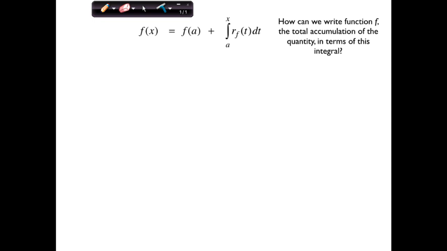And total accumulation is f in the first place, right? So it's the function I was talking about in the first place. So all the accumulation up to a, and then the ongoing accumulation starting from a. And that would be our total amount of the quantity, f.